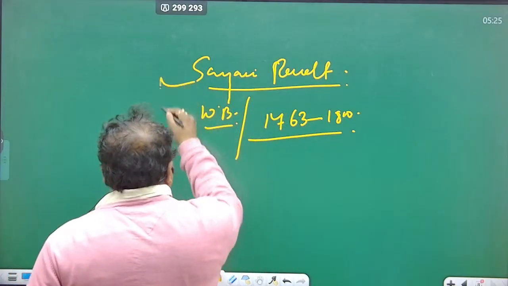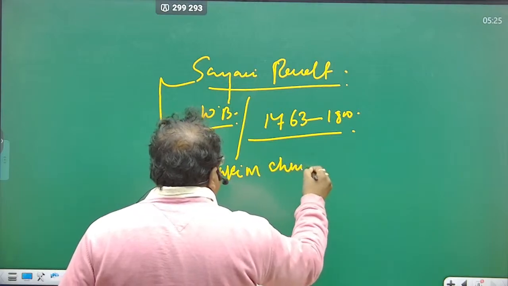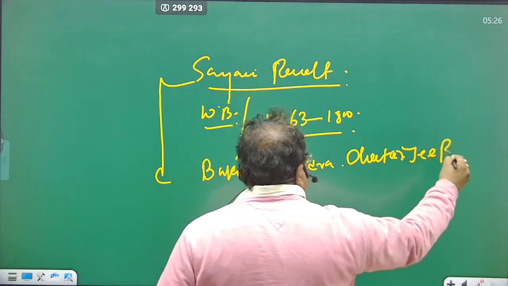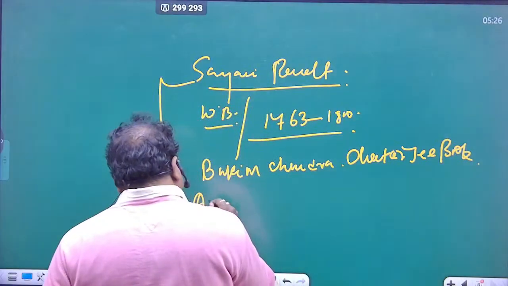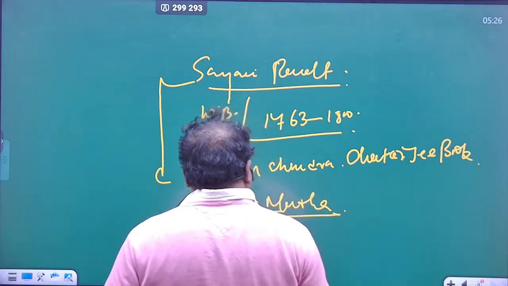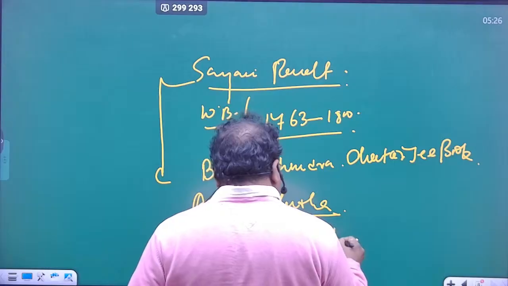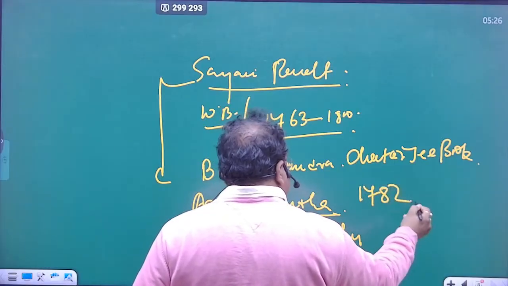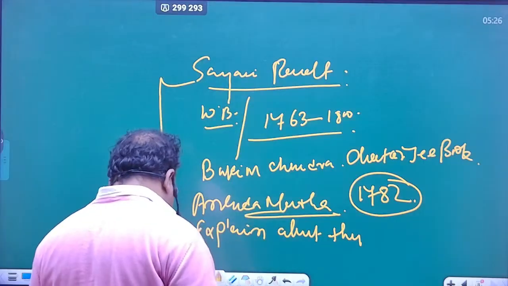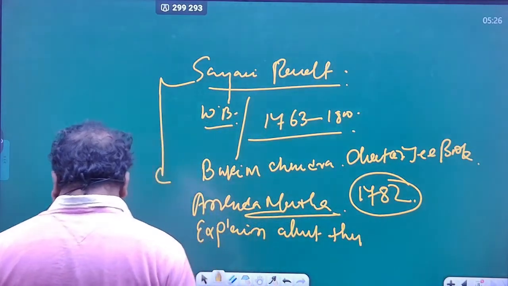Sannyasi revolt, we know. Bankim Chandra Chatterjee's book, Anand Math. Explain about that. 1782, right? You will see Anand Math, and it describes the Sannyasi revolt.